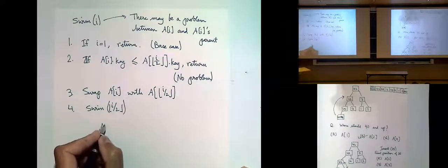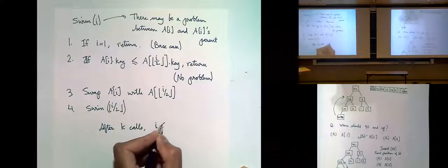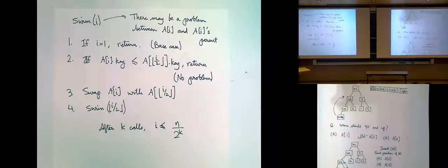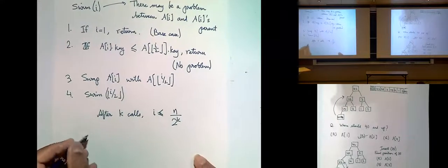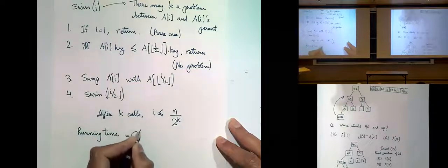Again, you see this equation that after k calls, i will be something like, at most, n divided by 2 to the k. Right? The index will be at most, because every time you halve the index, how many times can you halve an index? Log n, right? So always this logic of halving something from n going to 1 or doubling from 1 going to n. This is how you get the log n. Okay, make sense? So the running time is O of log n.